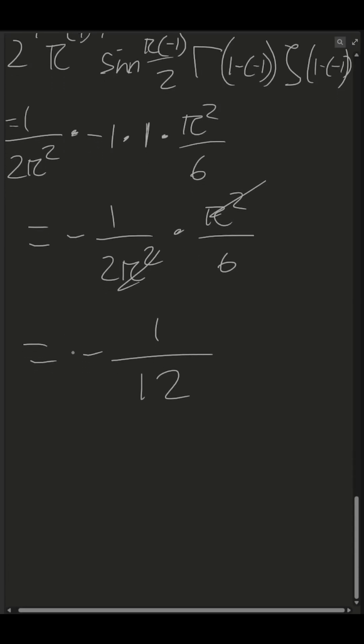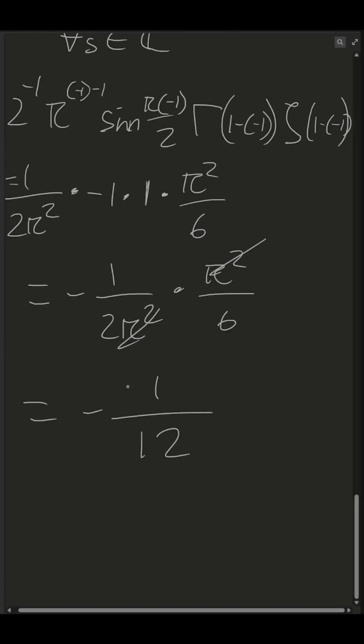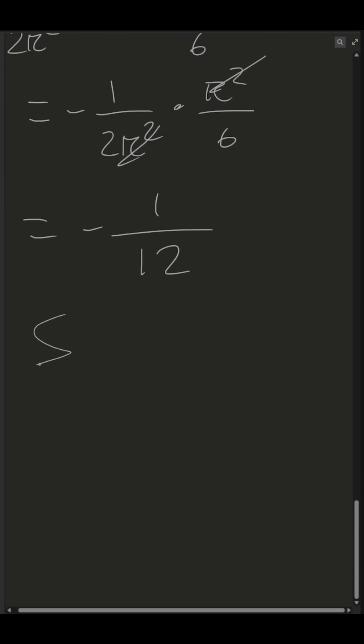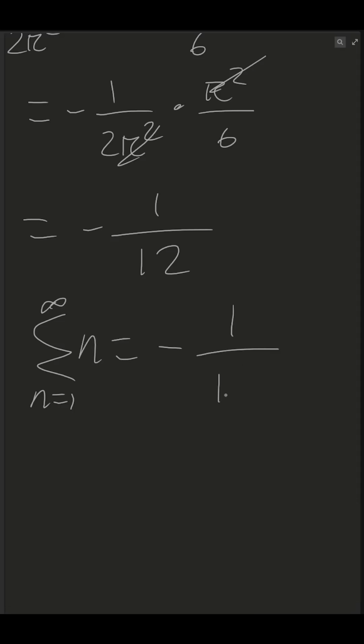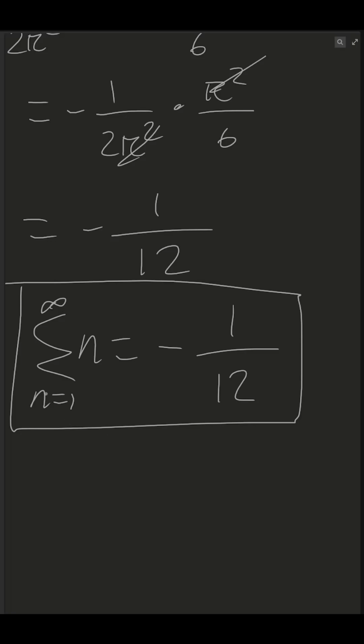And we are left with the final answer, and hence we can say that the sum of all of the natural numbers is equal to minus 1 over 12, and it hurts every time I write that, but it is in fact the truth, and we can even put a box around it. So I hope you enjoyed the video, and I will see you next time.